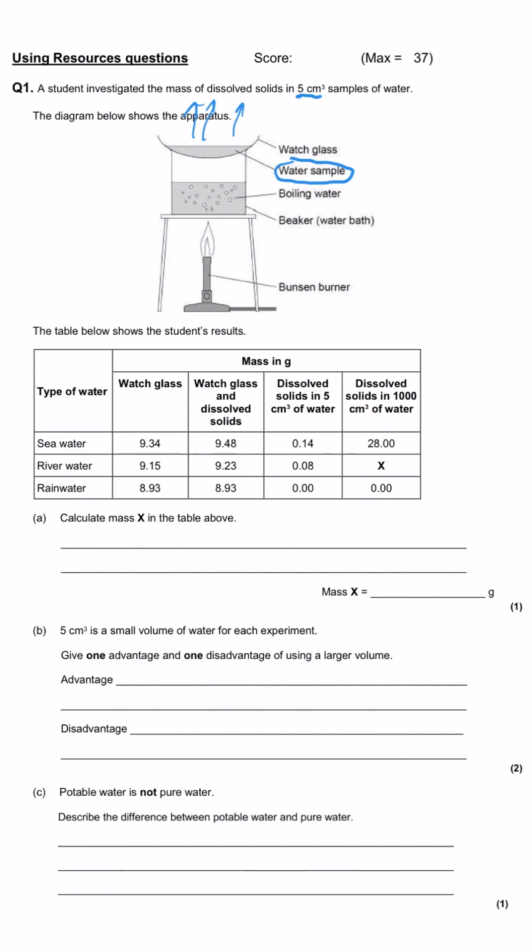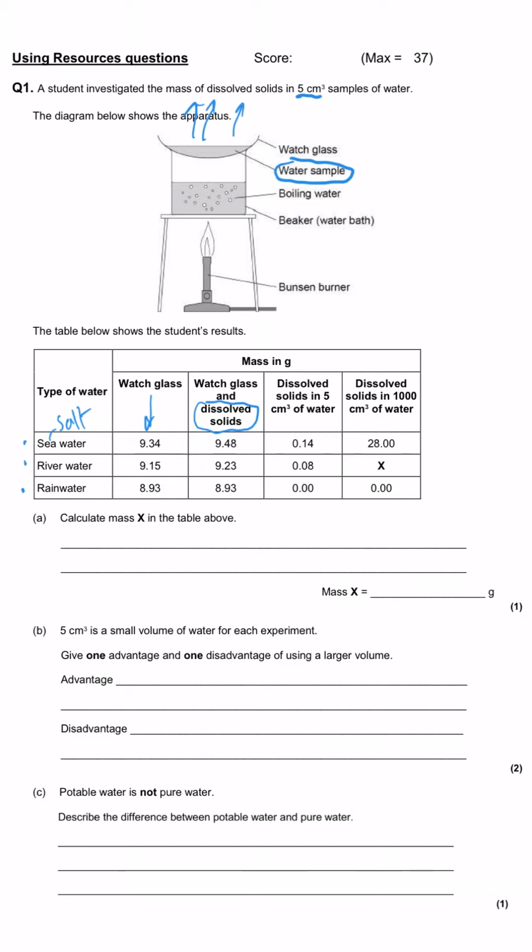Then we've got a table full of data, and we can see the 3 different types of water that they're investigating. Very common type of question this: seawater, river water and rainwater. Obviously we should know that seawater will have salt dissolved in it, and river water might have more solids that have been suspended in it perhaps. And then we can see that we've got some data. We've got the mass of the watch glass at the beginning, and then we've got the watch glass and the dissolved solids at the end.